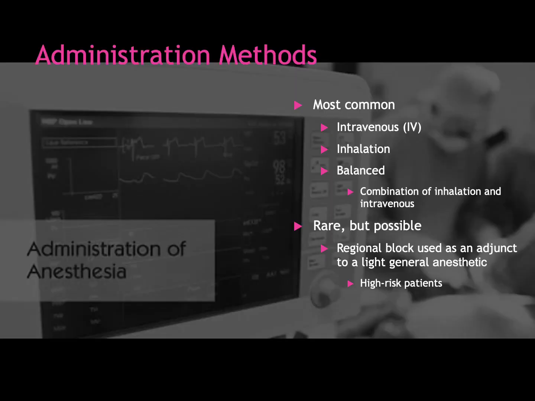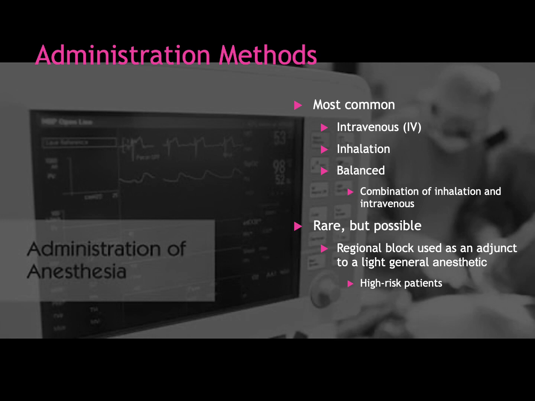So the 2 routes used to administer general anesthesia are IV and inhalation. A third method involves a combination of the 2, and this is referred to as balanced anesthesia. IV anesthetics are going to be administered directly into the bloodstream, whereas inhalation anesthetics are administered as a gas that the patient breathes in.